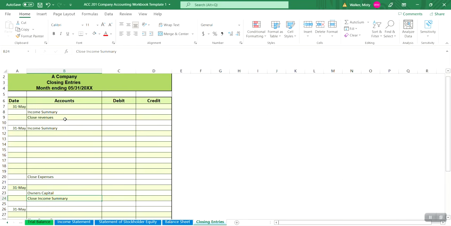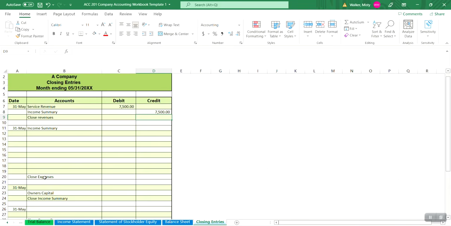Well, we know that revenues have a credit balance. So if we're going to reset our revenue account balances back to zero, we're going to have to take that service revenue account and debit it by its $7,500 balance to reset it to zero. Then we're going to transfer that $7,500 in revenue into income summary with a $7,500 credit to income summary.